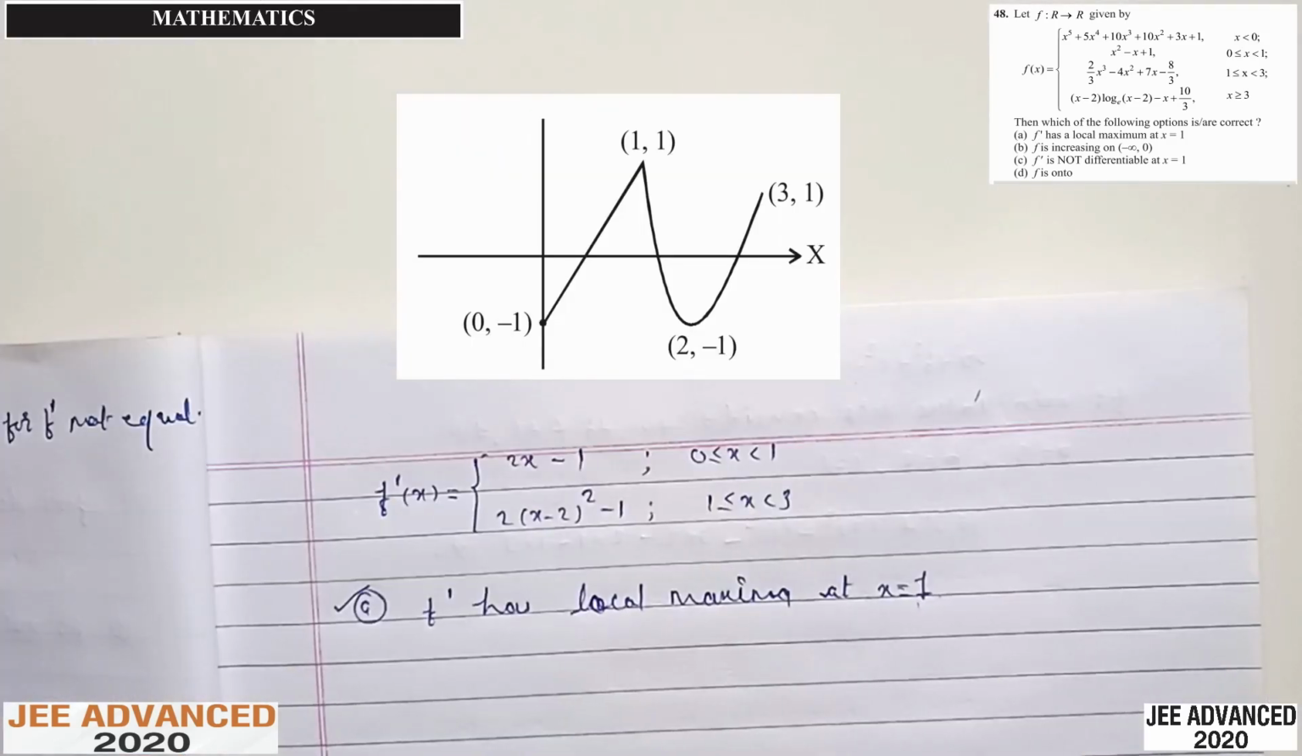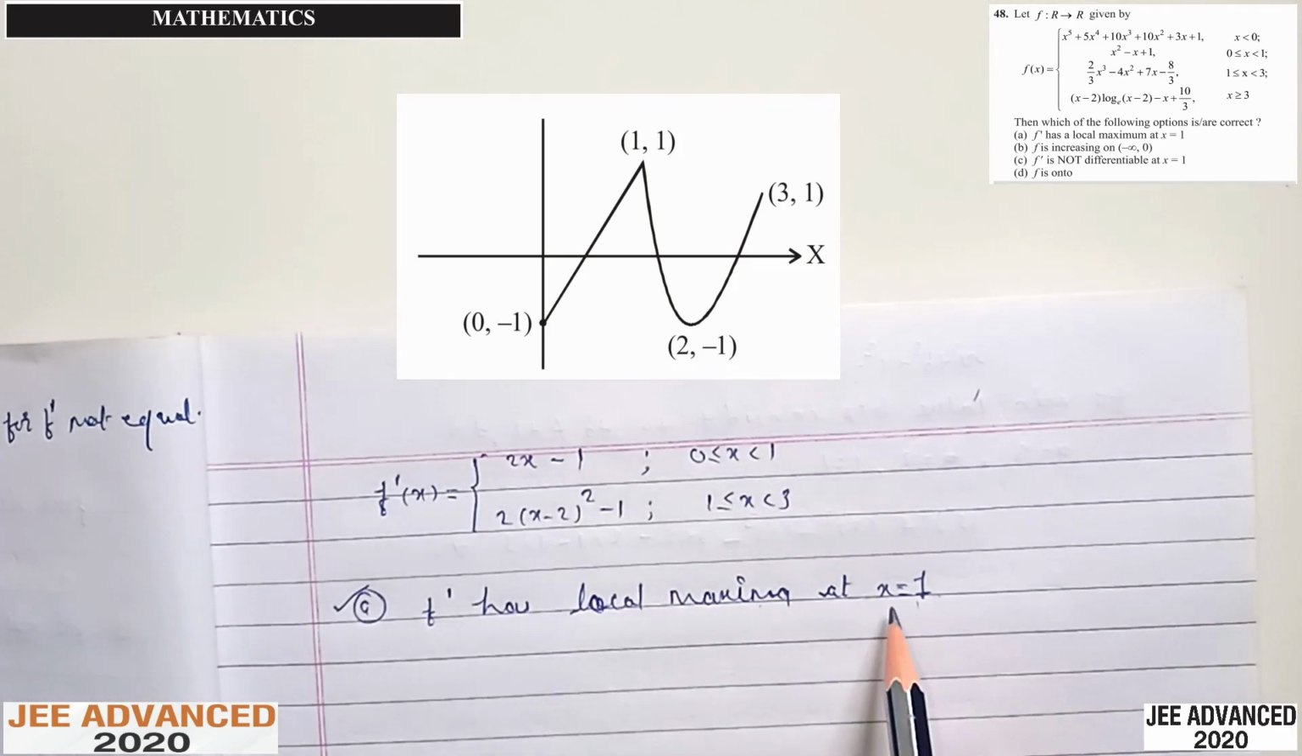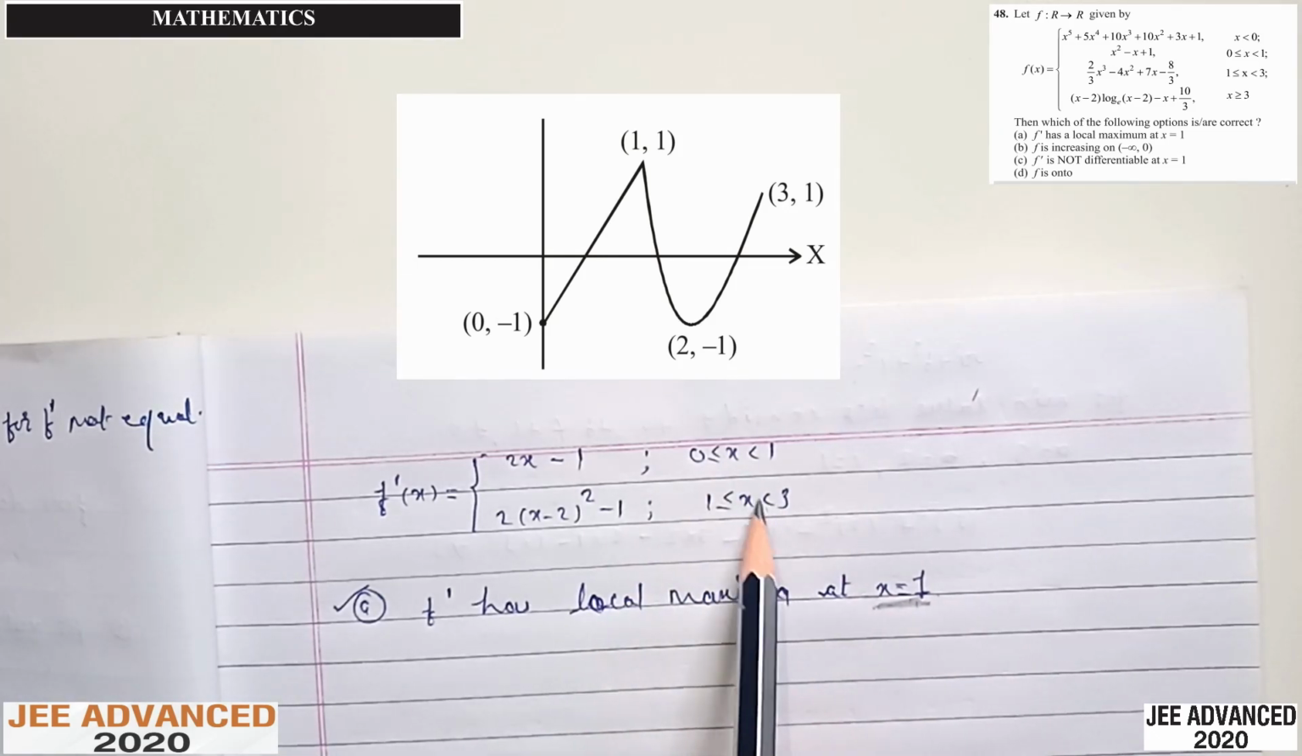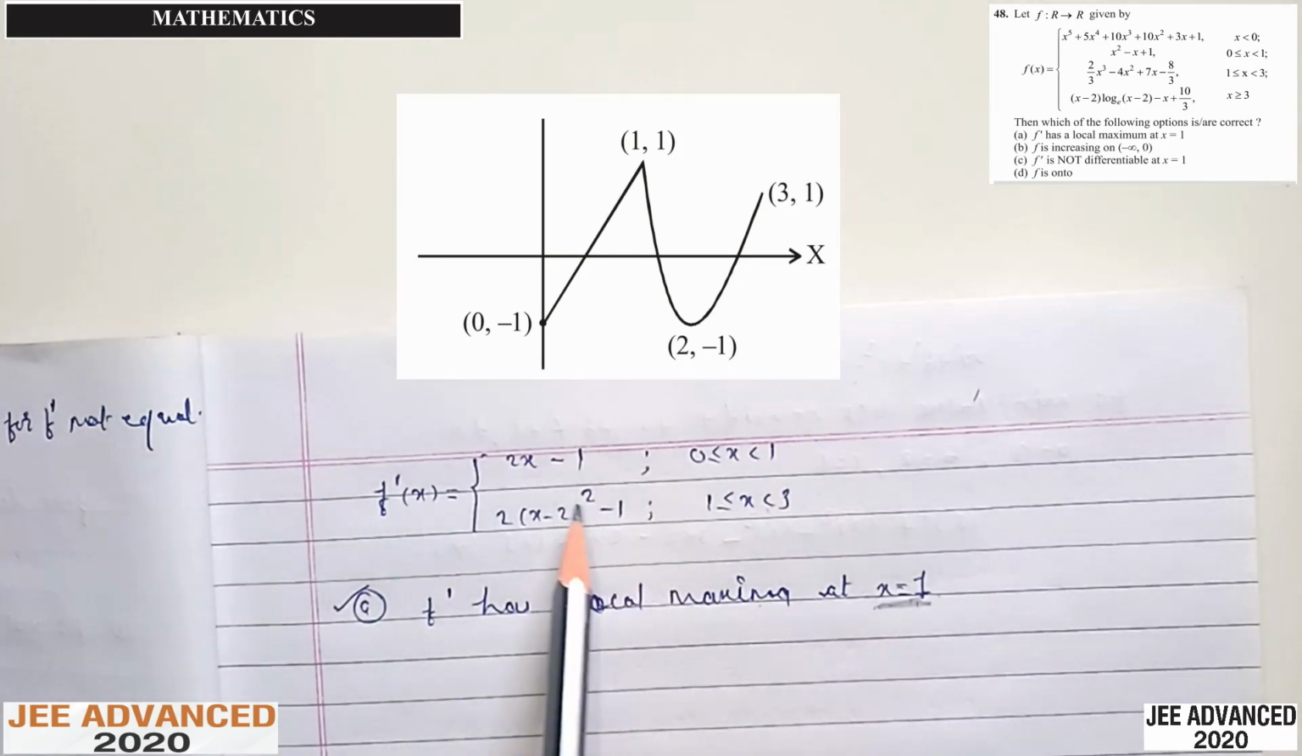Now the last option we have here: f dash has a local maxima at x equal to 1. So we have to take the polynomial associated with x equal to 1. We know that only the second and third polynomials are associated with x equal to 1, and we have to find out whether it has local maxima, local minima, or another condition. So we go for the stationary condition, or you may plot the figure and draw the graph.